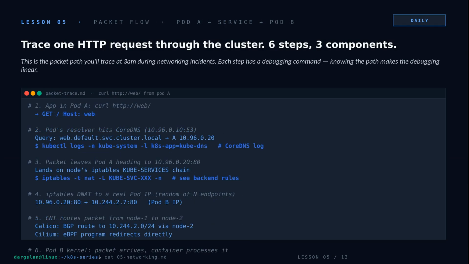So let's stitch all 3 components together and trace one curl from pod A to pod B. CoreDNS resolves web to a cluster IP. The packet leaves pod A, hits the node's iptables KUBE-SERVICES chain, where kube-proxy's rules DNAT it to a real backend pod IP, picked at random from the endpoint set. Then the CNI takes over for the node-to-node hop. Calico via a BGP route, Cilium via an eBPF redirect. 6 steps, 3 components, and every step has a command you can run when it breaks at 3 a.m.